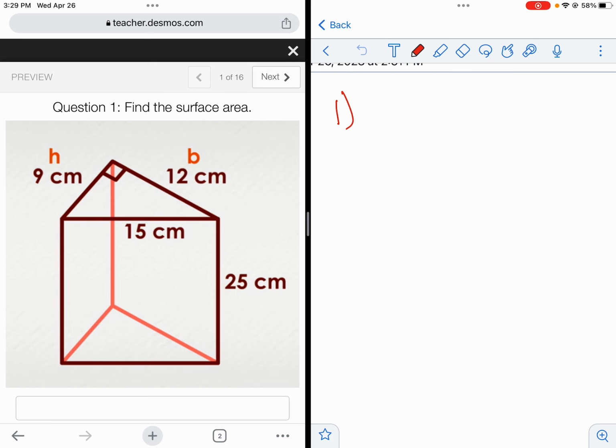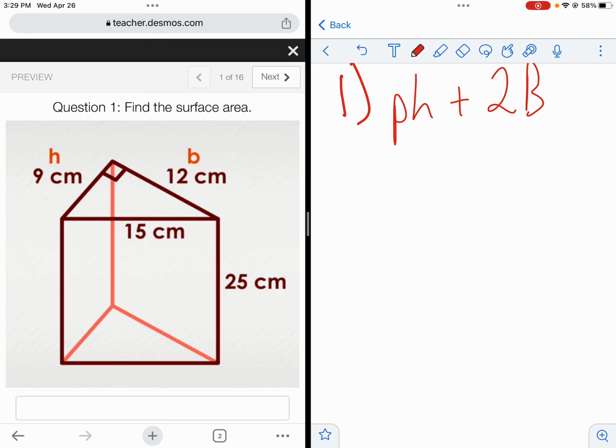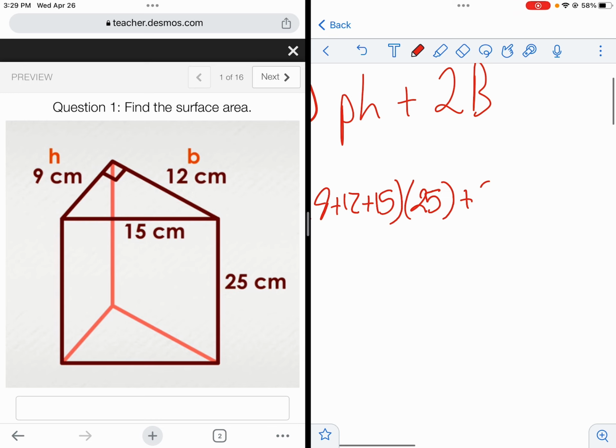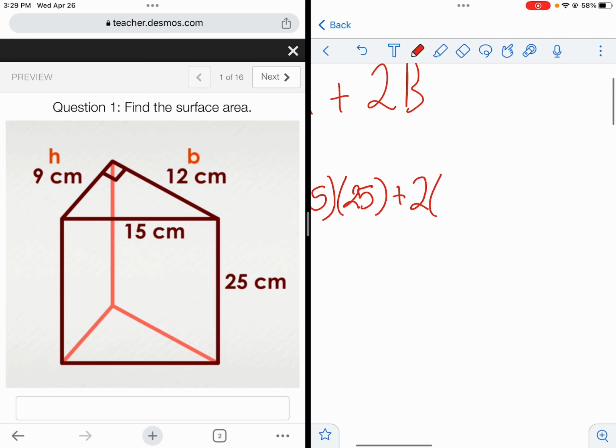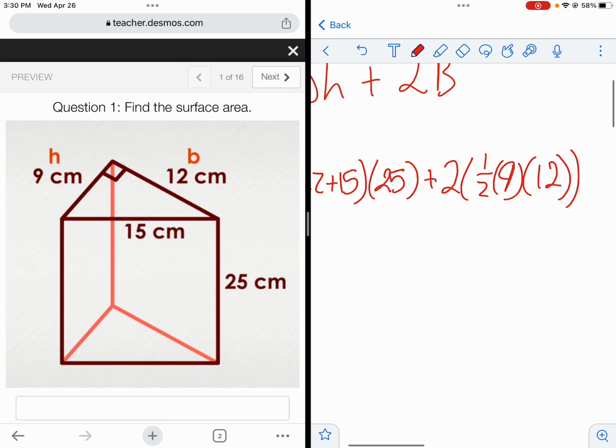So the formula is pH plus 2b for the surface area. The P is the perimeter of the base. That'd be 9 plus 12 plus 15. We'll multiply that by the height of the prism, which is 25. I'm going to add that to 2 times the area of the base. The area of the base would be 1/2 times 9 times 12, because it's a triangle, 1/2 base times height. It doesn't matter if you do 1/2 times 12 times 9, it's all the same.